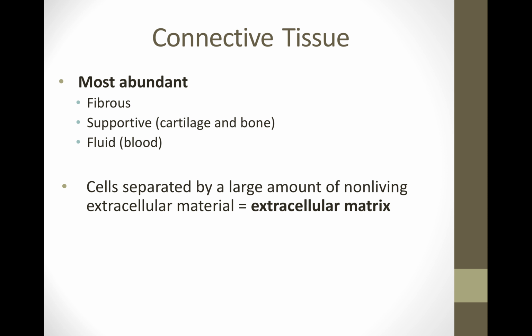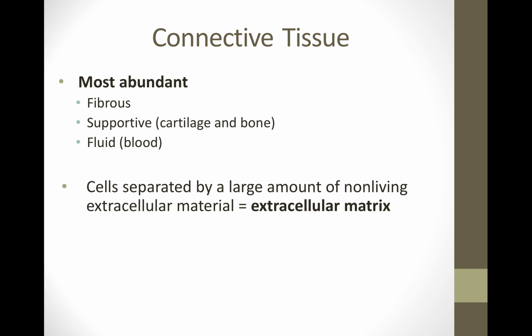When we talk about connective tissue, we do need to understand that there are 3 different types, as it's listed: fibrous, supportive, and fluid. Connective tissue in general is the most abundant kind of tissue, and there are 3 different types: fibrous, supportive, and fluid.